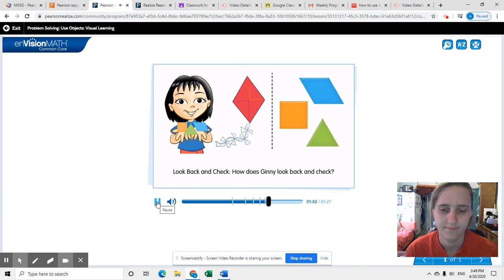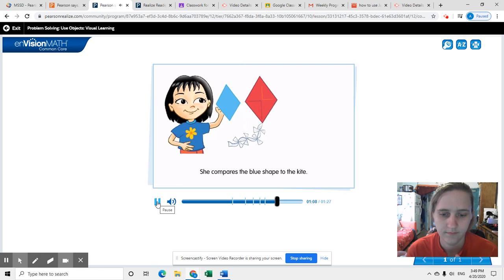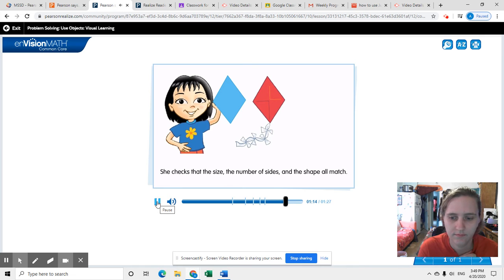Look back and check. How does Ginny look back and check? She compares the blue shape to the kite. She checks that the size, the number of sides, and the shape all match. You helped Ginny use blocks to solve a problem.